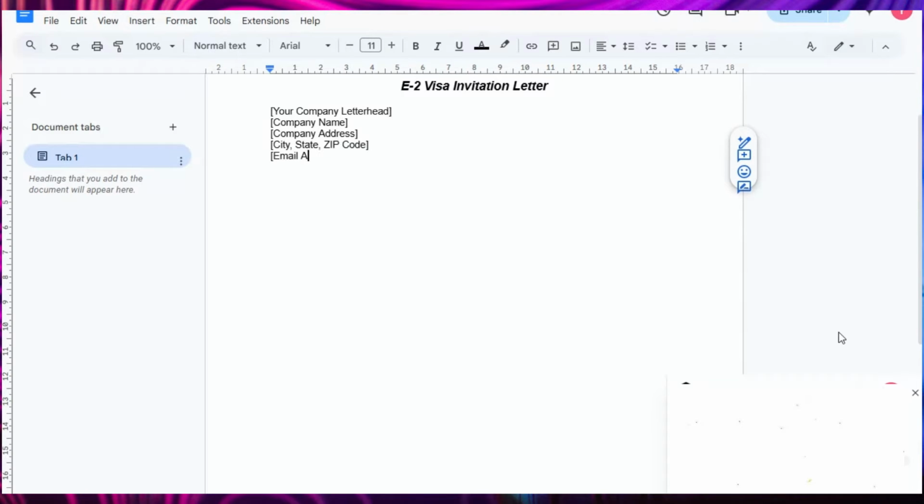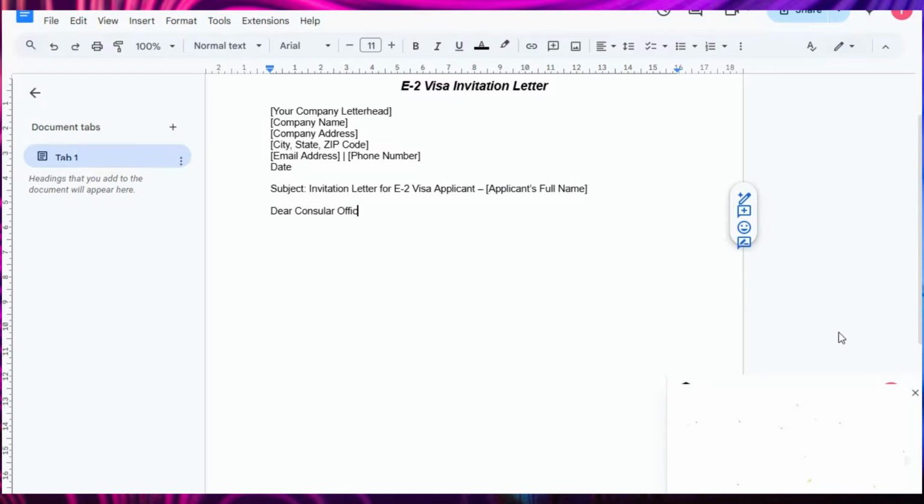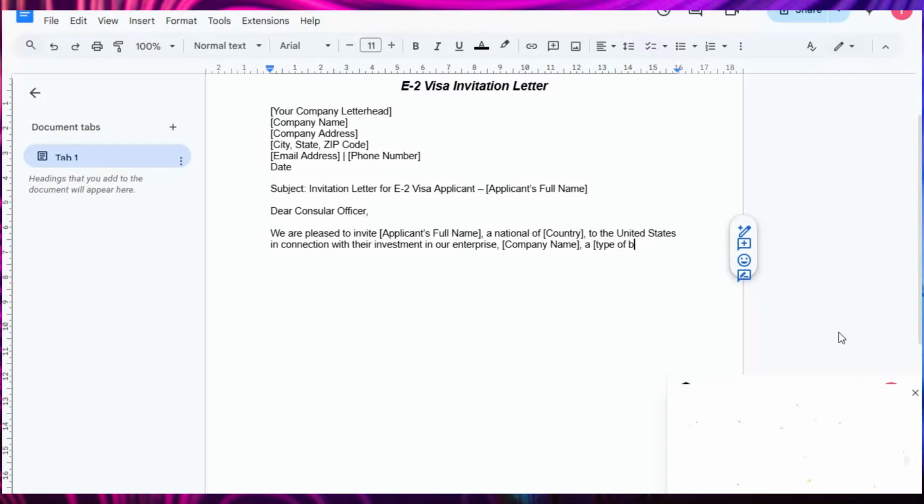Use a clear subject line indicating it's an invitation for the E-2 visa applicant. Address the letter to the consular officer to maintain formality and relevance for the embassy or consulate. After that, write, "We are pleased to invite applicant's full name, a national of country, to the United States in connection with their investment in our enterprise, company name, a type of business operating in city, state.